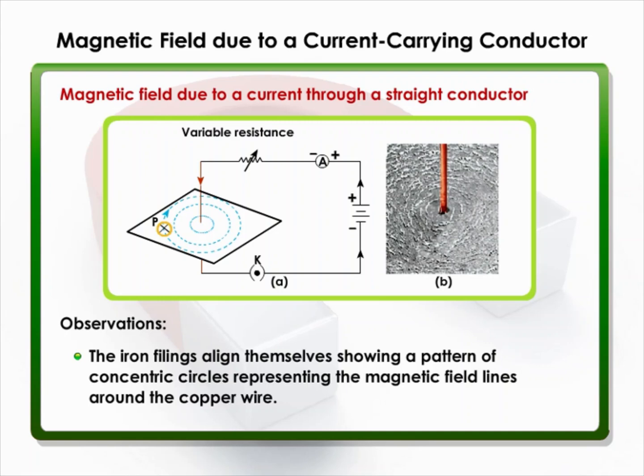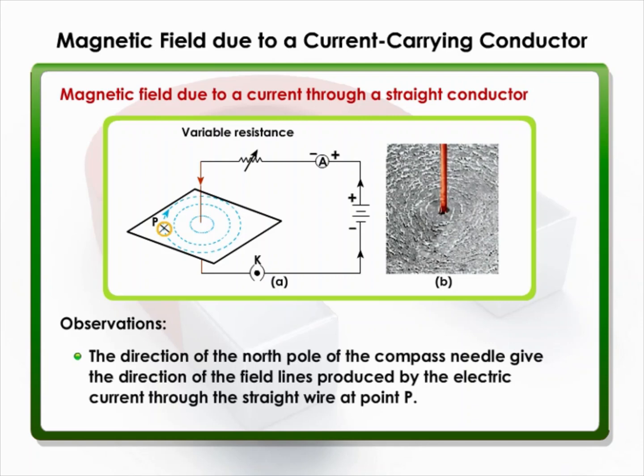The direction of the magnetic field can be found by placing a compass at a point, say P, over a circle. Observe the direction of the needle. The direction of the north pole of the compass needle would give the direction of the field lines produced by the electric current through the straight wire at point P. Show the direction by an arrow.